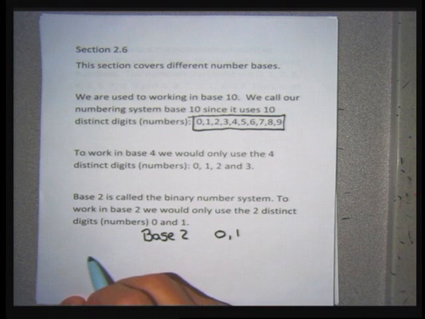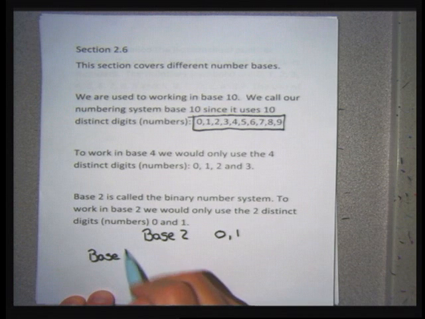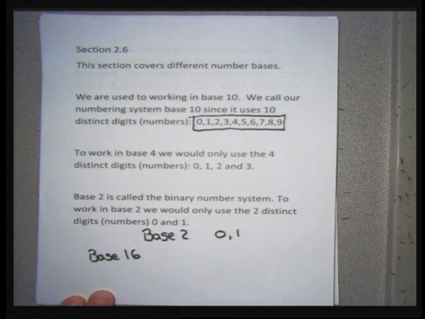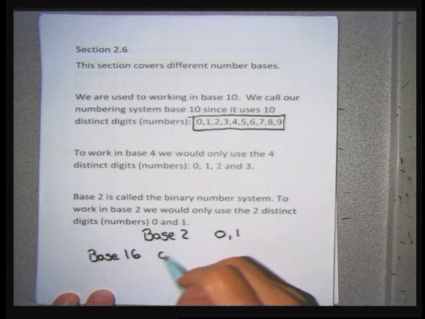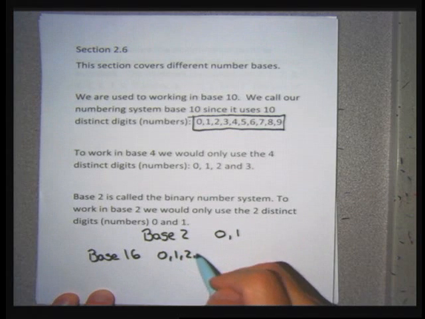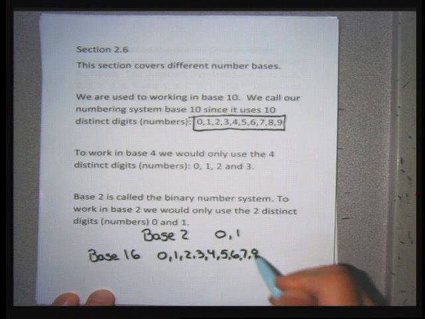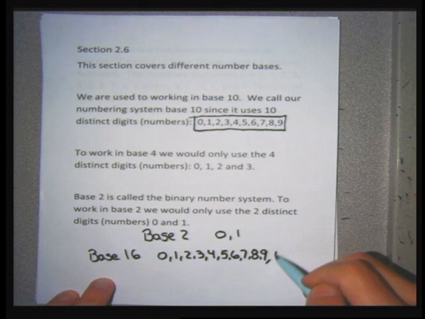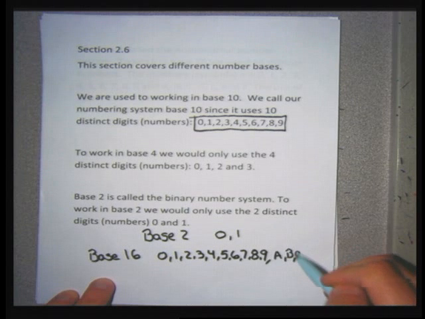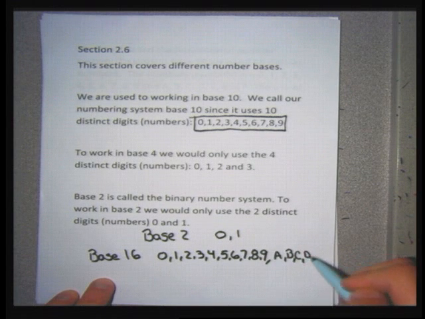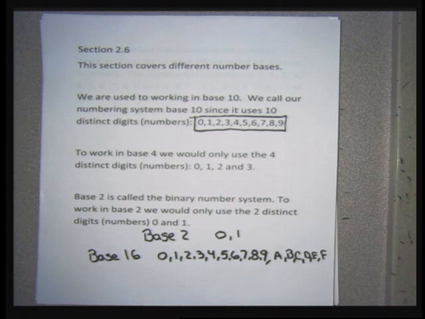Most computers now work in what we call a hexadecimal base, which is base 16. And in base 16, you have 16 distinct digits. In base 2, you have 2 digits. In base 10, you have 10 digits. And in base 16, you have all the digits that we have in base 10, and then you have a digit that represents 10. A represents 10. B represents 11. C represents 12. D represents 13. E represents 14, and F represents 15.